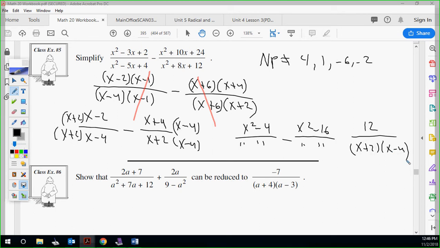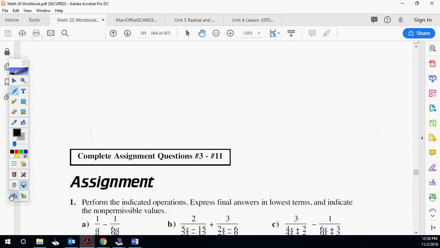12 over x squared, or x plus 2, x minus 4. Okay, I'll pause it there, see if you have any questions. So, onward. This one. Last one.